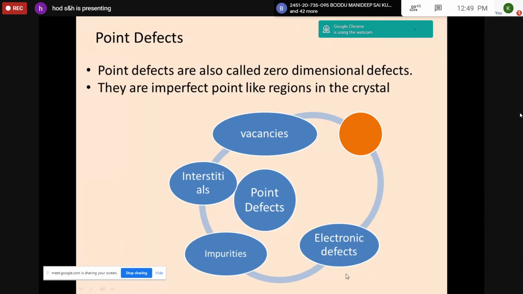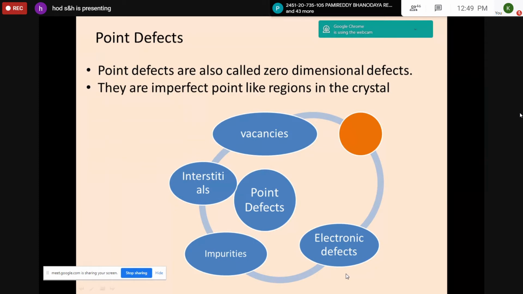So again, point defects are zero-dimensional defects. They are imperfect point-like regions which do not have any physical existence, but they will be present in large numbers in certain areas. You can't say their existence is clear, there is some ambiguity, but they influence the properties of crystals. That's why you can understand them as zero dimension. It's like a vacuum only, but there is some impact. So these are called point defects.